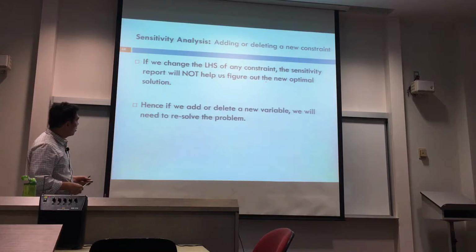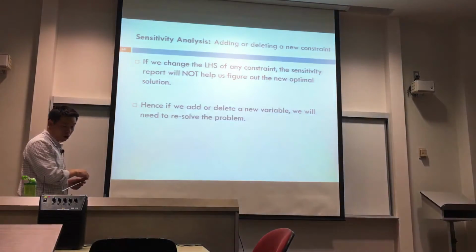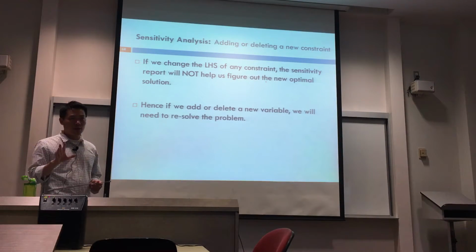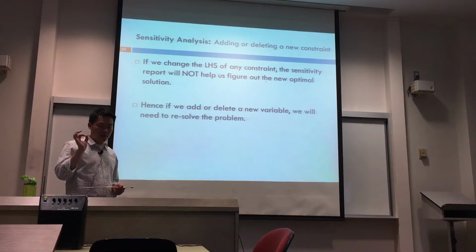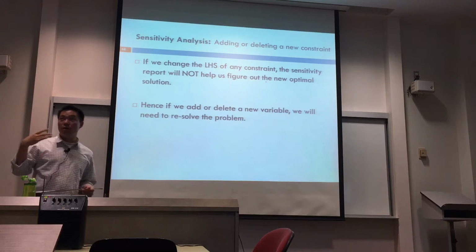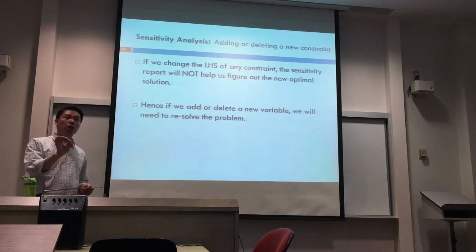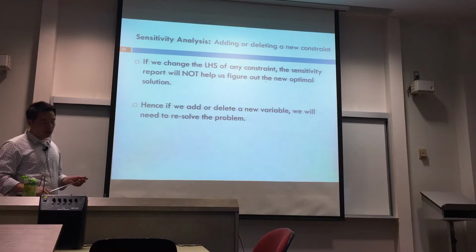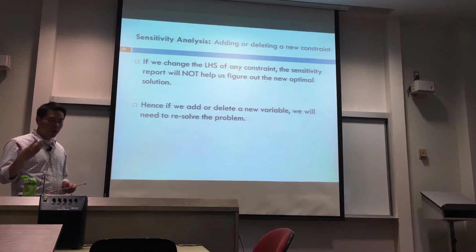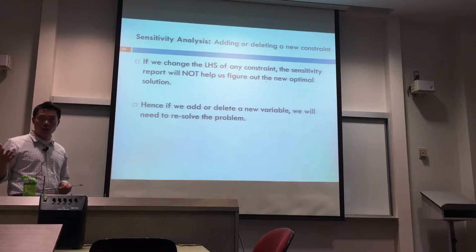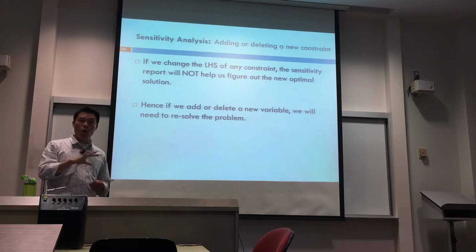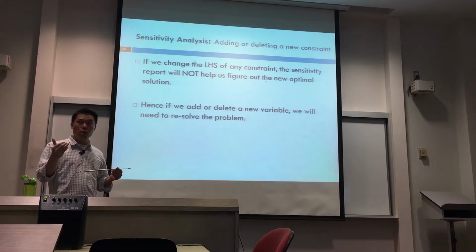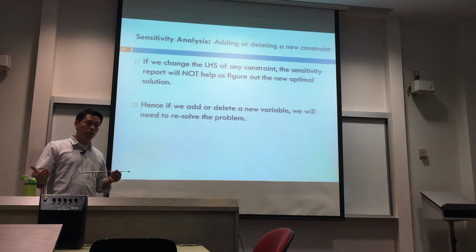So here is the simple result, okay? If we change the left-hand side of any constraint, the sensitivity report we get from Excel solver will be useless. So if you change the left-hand side of any constraint, you have to resolve the whole LP to figure out the new solution and the new optimal objective function value.